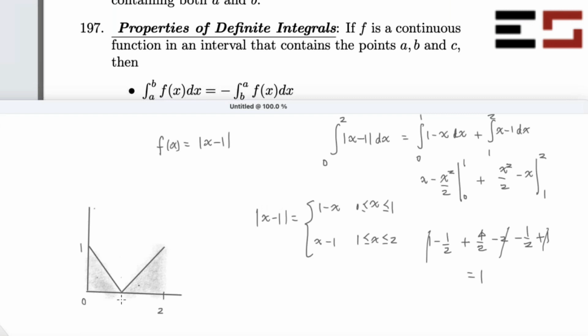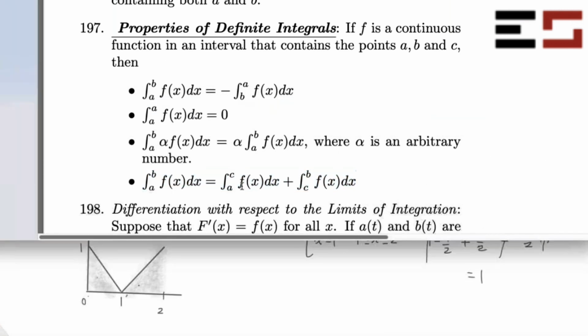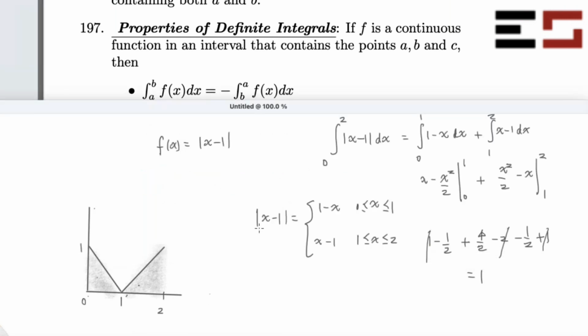You can also look at the graph and see the same thing. The function is 1 minus x from 0 to 1, and then x minus 1 from 1 to 2. So you take the definite integral from 0 to 1 of this function, and then from 1 to 2 of this function, and then add them up. Using this equality, you will get the value of the integral.